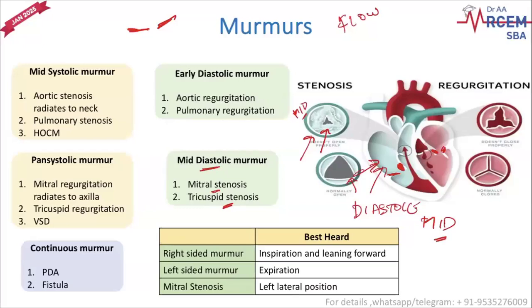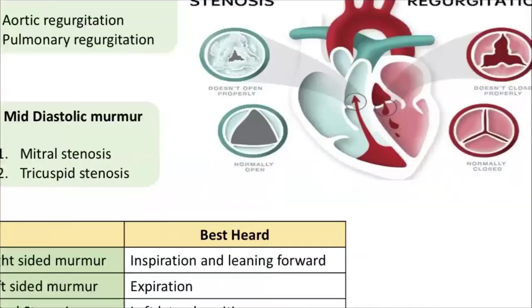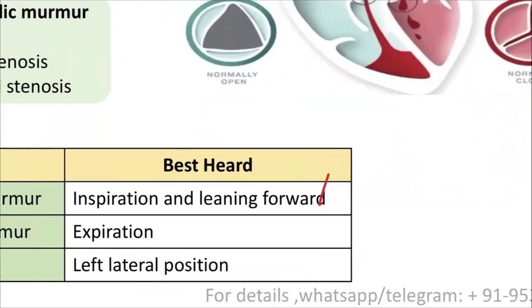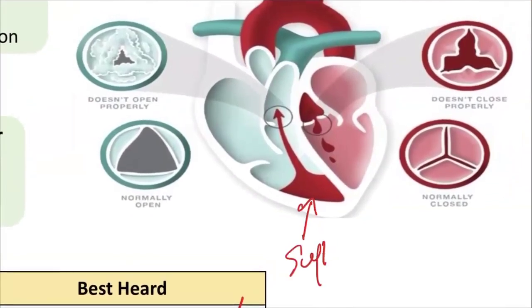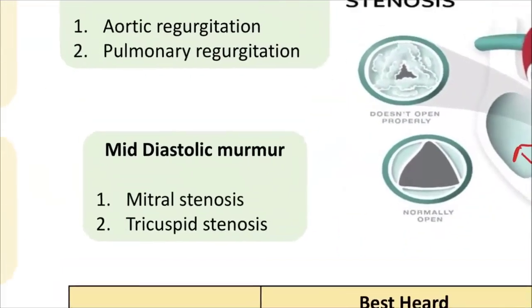Then we'll make it floppy. There is a regurgitation. Okay, so blood is flowing backwards. The wall is not closing properly. What will happen if the wall is not closing properly? During the systole of the ventricles, these walls are not closed properly. Some blood will go into the pulmonary artery or the aorta, depending on which ventricle, and some will enter into the atria.